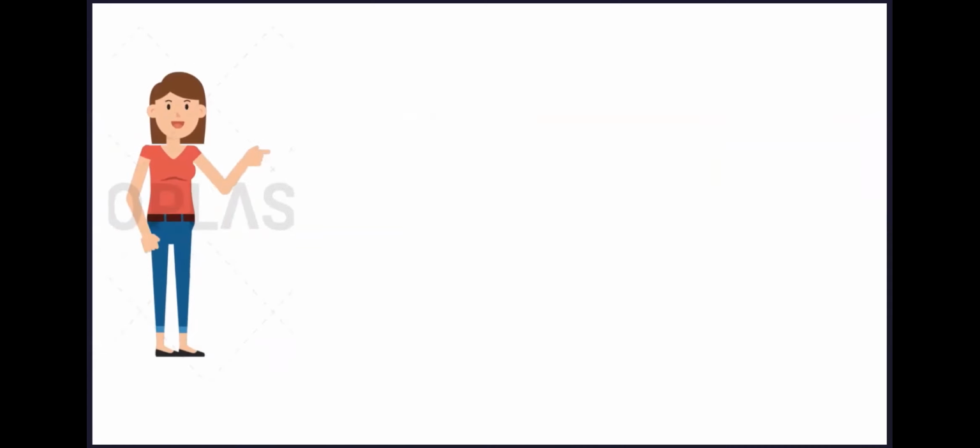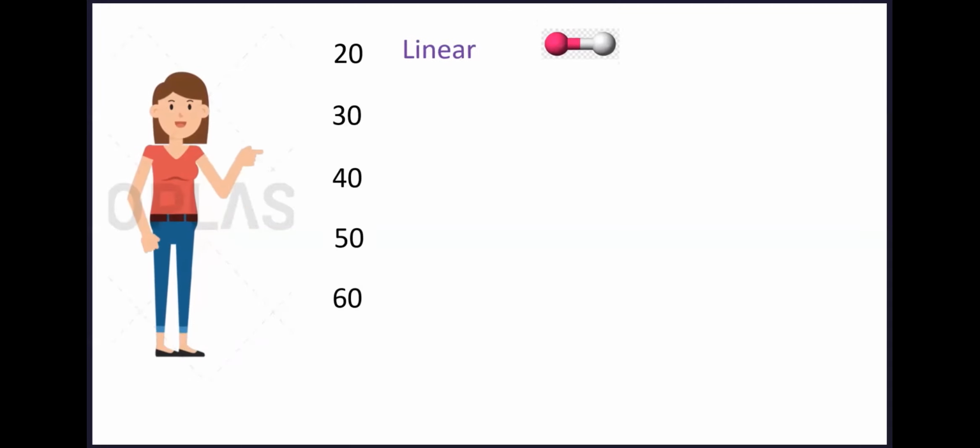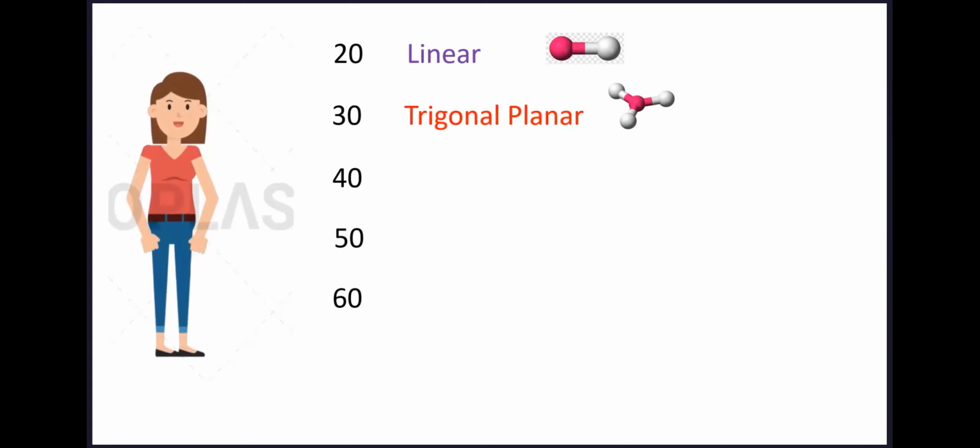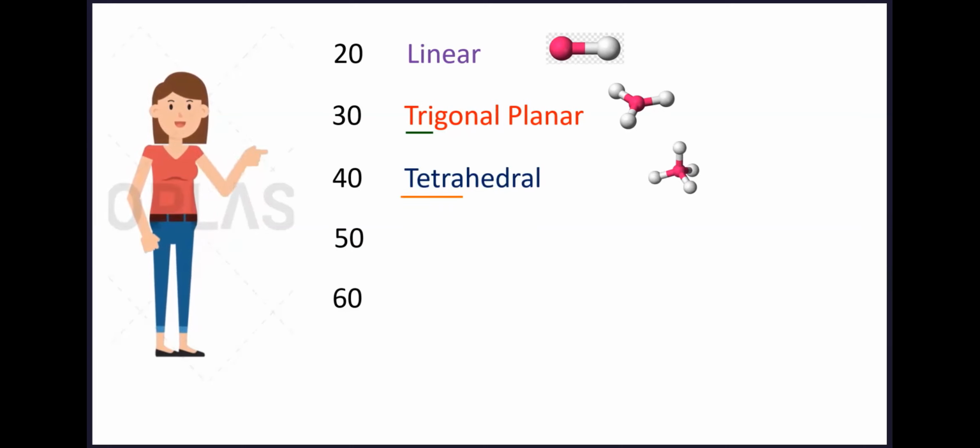First, write down these numbers 20, 30, 40, 50 and 60. For the first one, think about a line as in linear. You can see that it has 2 points. Therefore, 2 zeros will make it linear. Additionally, look at trigonal planar. The prefix is tri and hence it coincides with the number 3. Next is tetrahedral. It has a prefix tetra which coincides with the number 4.